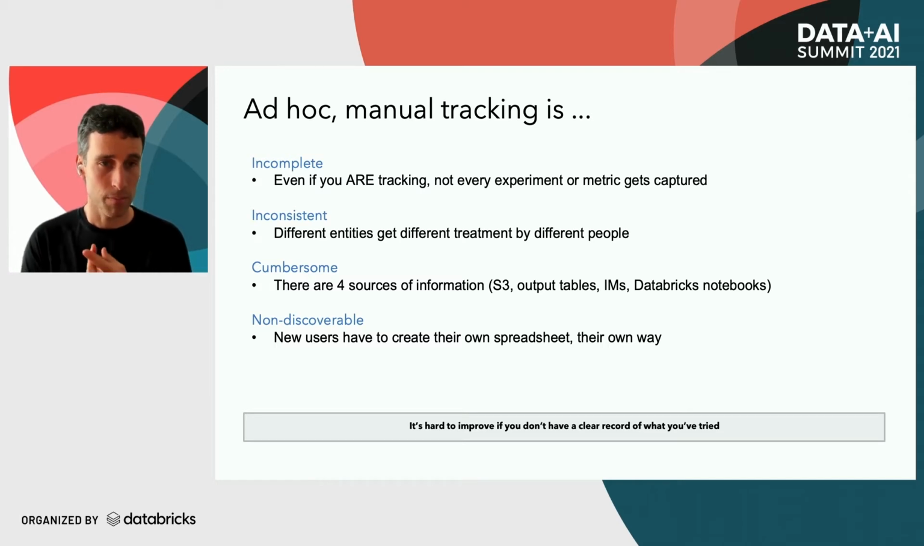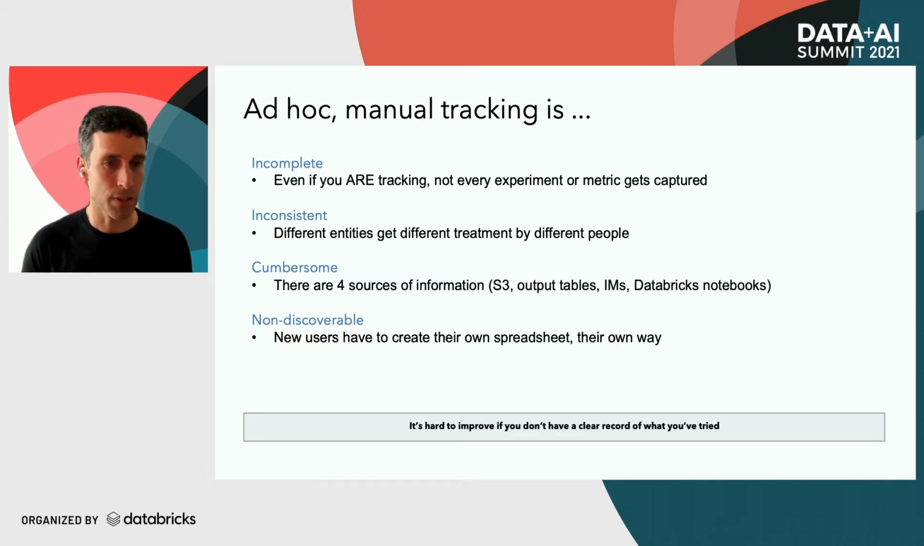So it's incomplete, kind of necessarily. Even if you are tracking, not every experiment or metric gets captured, and we saw that in practice. It's inconsistent because you have different people working on an entity resolution project, and different people track the relevant information in different ways, and people working across different projects are going to also track information in different ways. It's a cumbersome process since you have 4 sources of information. It's just cumbersome to go out and find all that information, so you're less likely to do it.